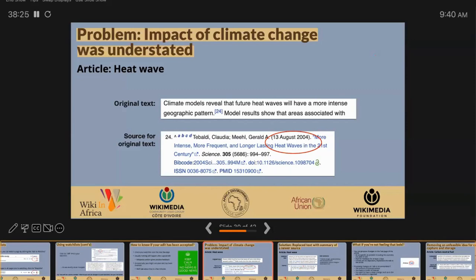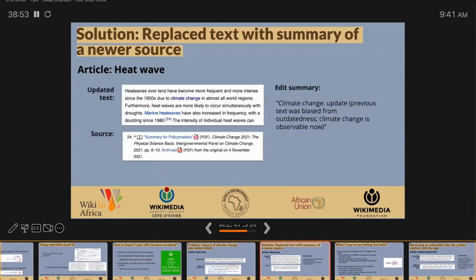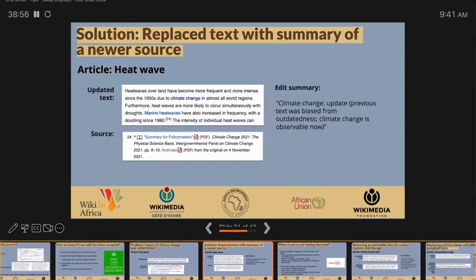And it really indicated that climate change is going to happen in the future. Future heat waves will be more intense. And when you see something like this in an article, it's not necessarily because somebody's really trying to deny climate change. It's more often because this was just written a long time ago from a really old source. And the solution to that is replacing the text with, summarizing a newer source. So look at what's old and update it, replace it with newer information.